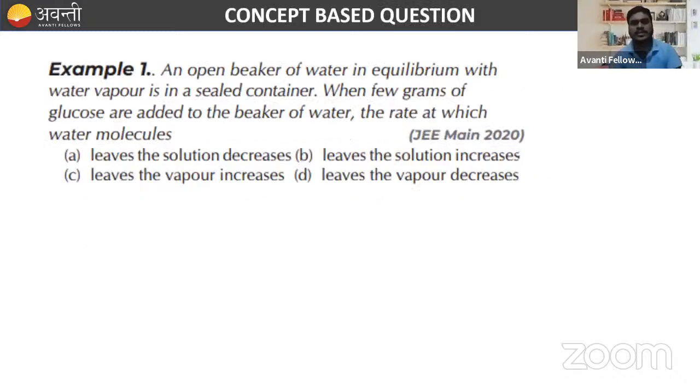Now, this is a very important question, basically from the chemical equilibrium part, right? So, what does the question ask, beta? You have to answer this question. Read it carefully. What does the question ask? An open beaker of water is in equilibrium with the water vapor in a sealed container. When a few grams of glucose are added to the beaker of water, the rate at which the water molecules leave the solution decreases, leave the solution increases, leave the vapor increases, or leave the vapor decreases. So you have to identify the following. Which one is correct out of these? Identify, beta.